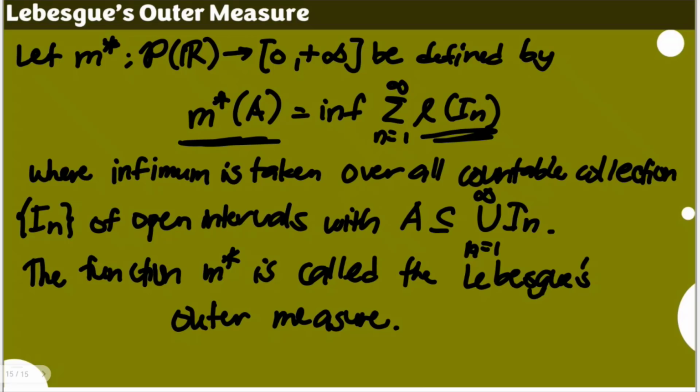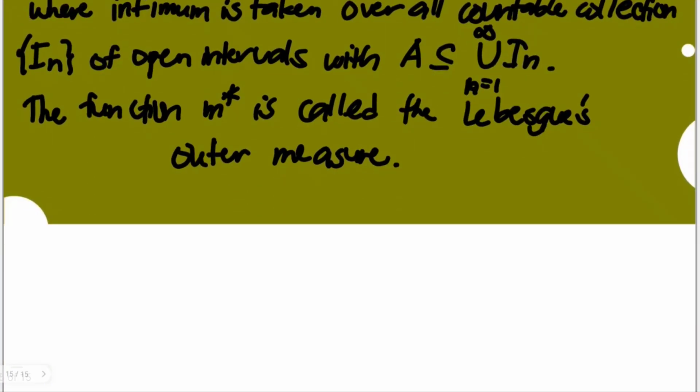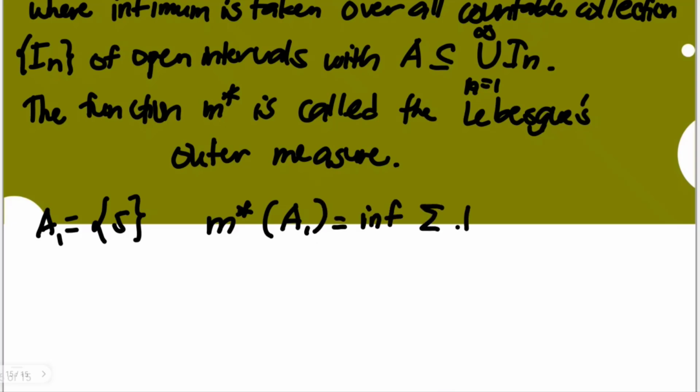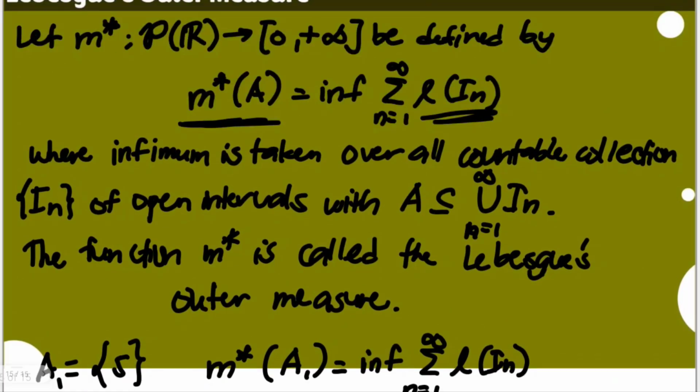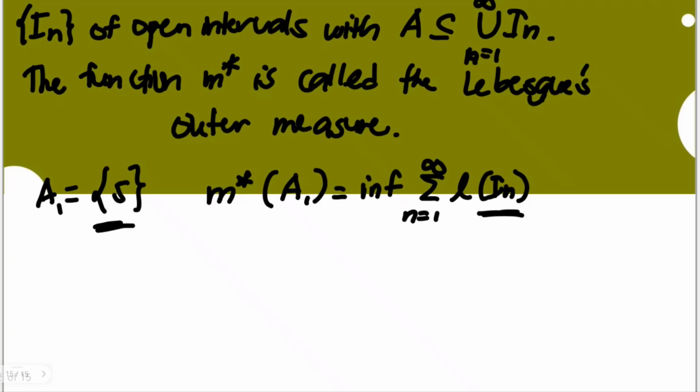Okay? Here are some illustrations. If we have a certain set A sub 1 being a finite set, a singleton which is 5, its Lebesgue outer measure is equal to the infimum of the summation of the length of I sub n, where n starts from 1 to infinity. I mean the length of your I sub n. But since this is no longer an interval, its length is actually 0. That's why the Lebesgue outer measure for a singleton like this is 0.